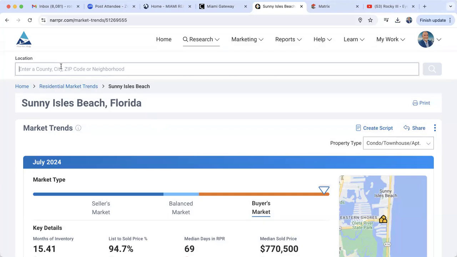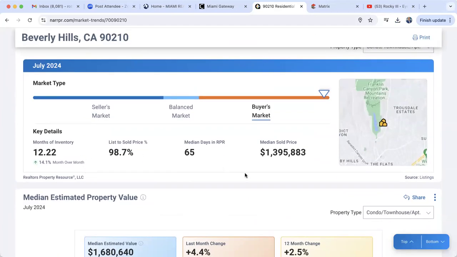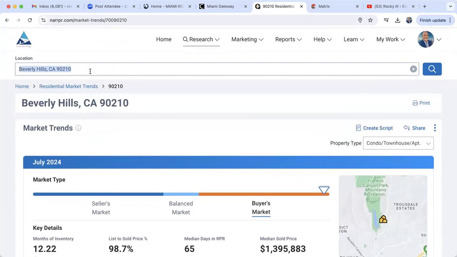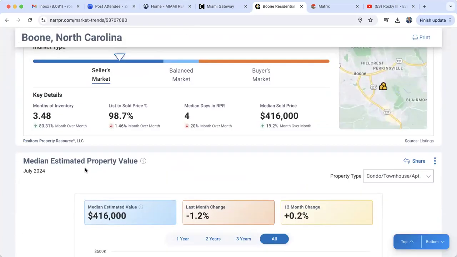So let's go ahead and put in 90210. I mean, I said it. So 90210 Beverly Hills, California, right? And you got your market trends right there for Beverly Hills, California, right away. Boom. Okay. You can do this for any city in all of the US. All right. So Boone, North Carolina. All right. Who knows Boone in North Carolina? Gotta wait for it. There it is. And here is Boone, North Carolina, up in the mountains in North Carolina.